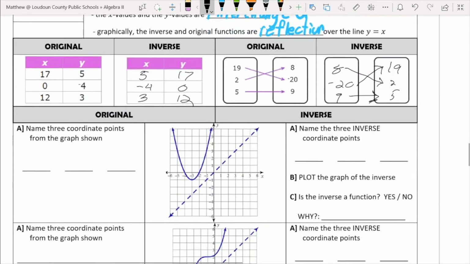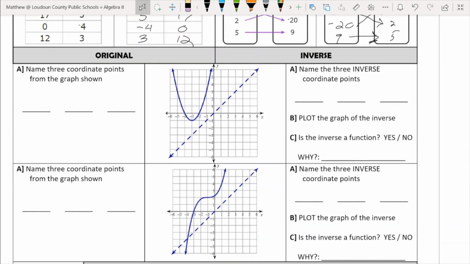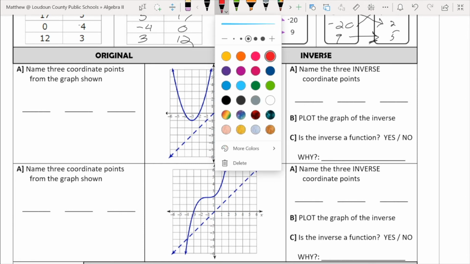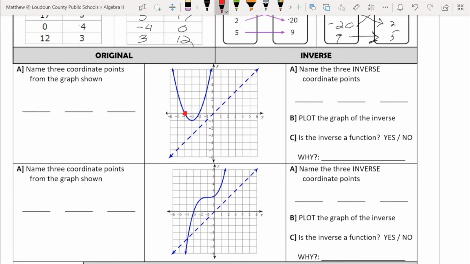So let's look at the next ones. Boom, boom. All right, name 3 coordinate points from the graph shown. All right, so what do we got? Ones that go right through the point. So let's see what we got here. We got one right. That looks like one. Whoop, right there. That would be what, negative 4, 0? Negative 4, 0. What about the vertex down here? It's what, negative 3, negative 1? And what else we got? This goes through a point exactly. So negative 1, 3.